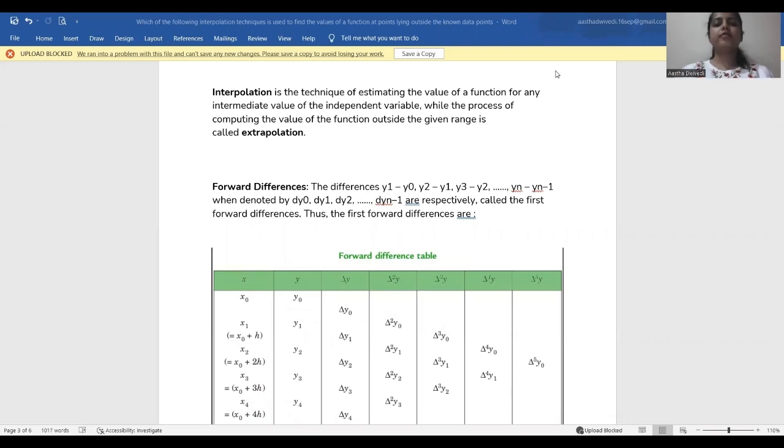Today we will understand some basic topics according to which we will solve the question paper.